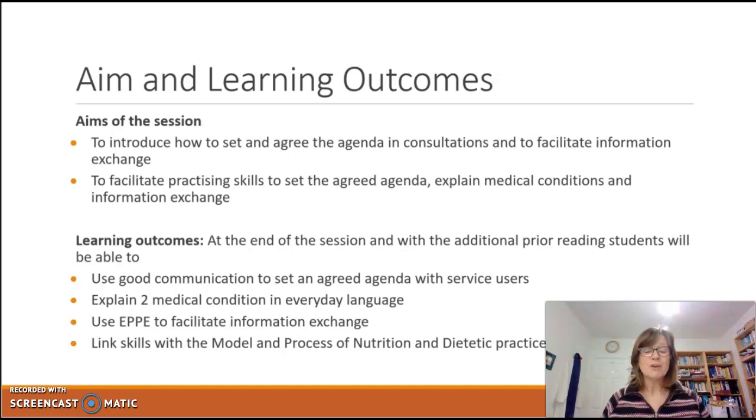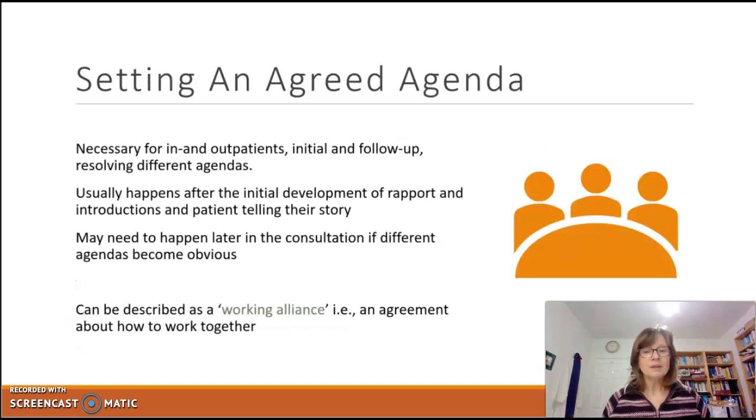So this is going to cover 2 screencasts, and the first one, this one, is about setting the agreed agenda. This is going to be necessary whether you are working with inpatients, outpatients, your first time of meeting the service user, or a follow-up, and sometimes with resolving different agendas, which we will talk about.